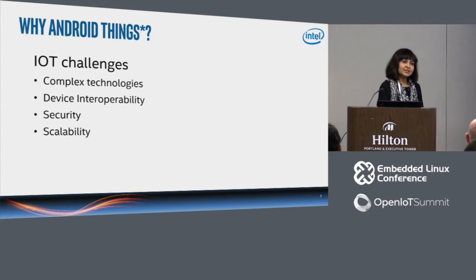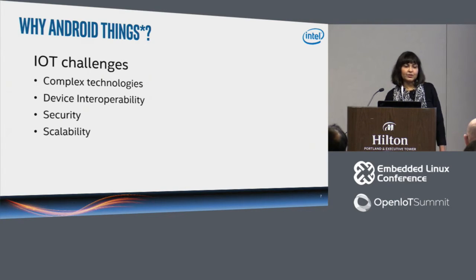So Gartner projects that there will be about 200 billion IoT devices by the year 2020, which is 30 times more than what we have today. However, IoT development is fairly challenging right now, not in its maturity at all. There are complex technologies that require a wide range of expertise. Device interoperability is a major issue.